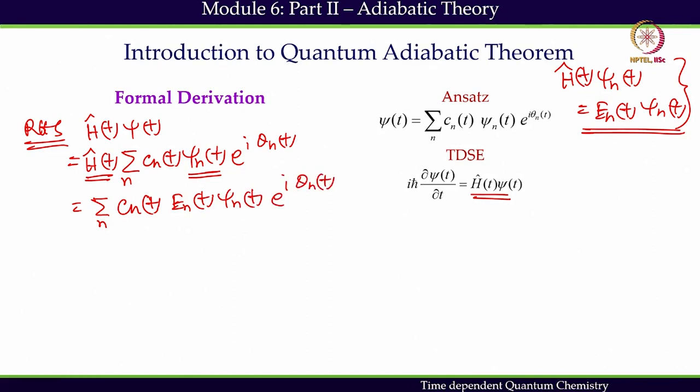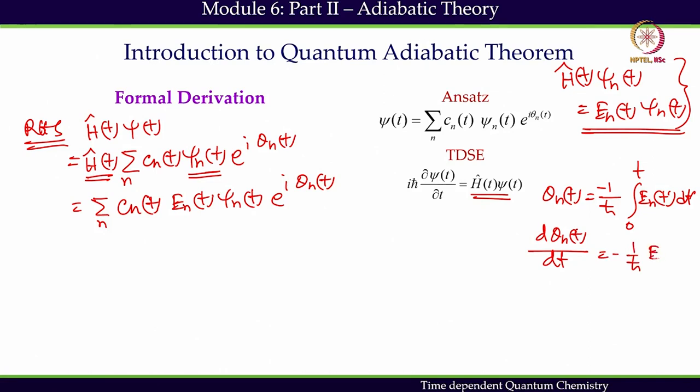Okay. Now, because this θ_n(t) is nothing but minus 1 by ħ integral from 0 to t of E_n(t') dt', one can write down that dθ_n(t)/dt is minus 1 by ħ E_n(t). So, basically the integration is now converted to its derivative form.